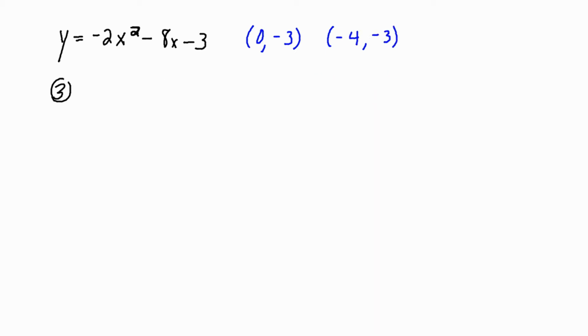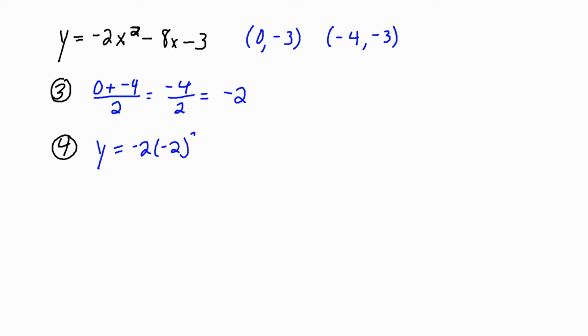Step 3, we want to average the x-coordinates of our symmetric points. 0 plus negative 4 divided by 2 equals negative 4 divided by 2, which is negative 2. Step 4, I want to find the y-coordinate for my vertex. Substituting for x, y equals negative 2 times negative 2 squared minus 8 times negative 2 minus 3.